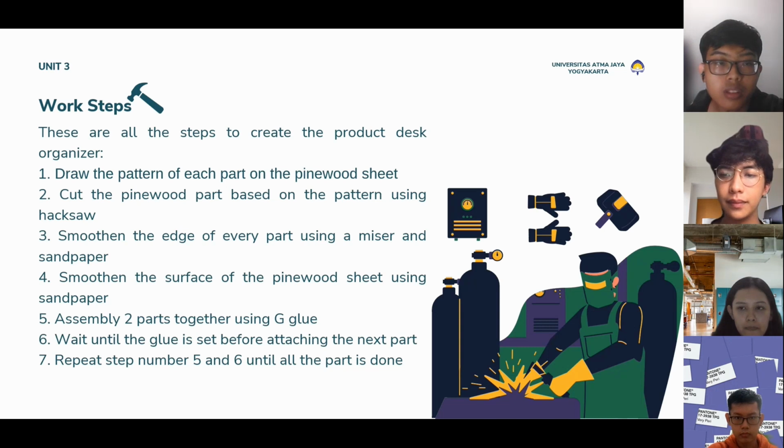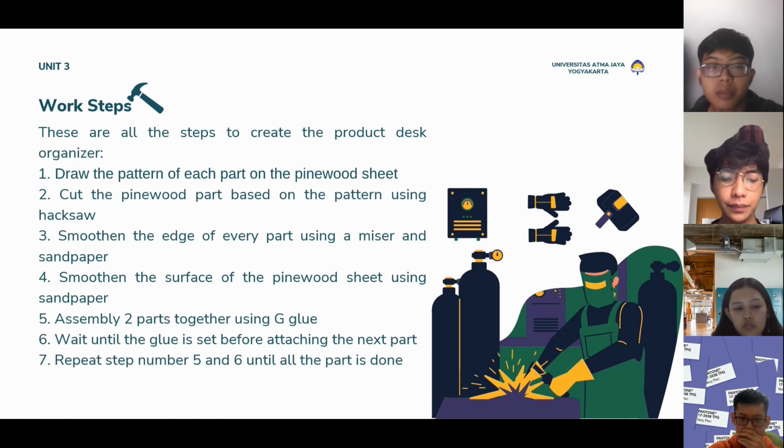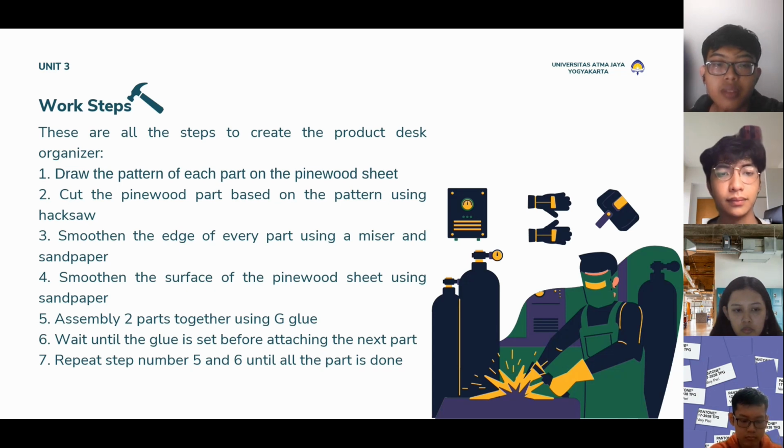So here are our work steps. The first, we draw the pattern of each part on our pine wood sheet, and the second is we cut the materials using the hacksaw based on the pattern. The third step is to smoothen the edge of every part using a miter and sandpaper. The next step is to smoothen the surface of the pine wood using sandpaper. And then we assemble the two parts together using the G glue. And then we wait until the glue is set before attaching the next part. And the next step is to repeat steps number 5 and 6 until all the parts are done.